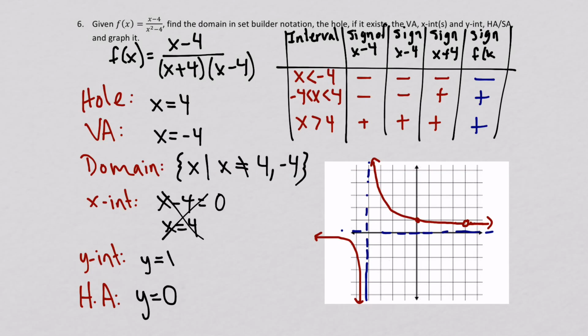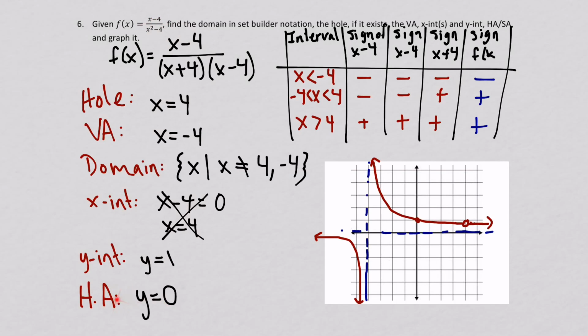So notice how we put everything together, okay? I started by factoring the function. Using the denominator, I found the holes and the vertical asymptotes. There was a hole at x equals 4 and a vertical asymptote at x equals negative 4. Then I used the numerator to find any x-intercepts. I didn't find any because it gave me the same value as the hole, so it can't be both, right? Then I found the y-intercept simply by plugging in 0 for x, and I got positive 1.